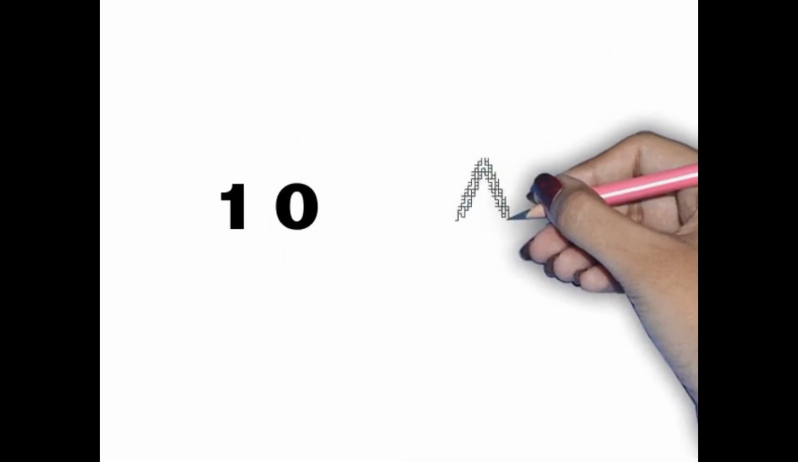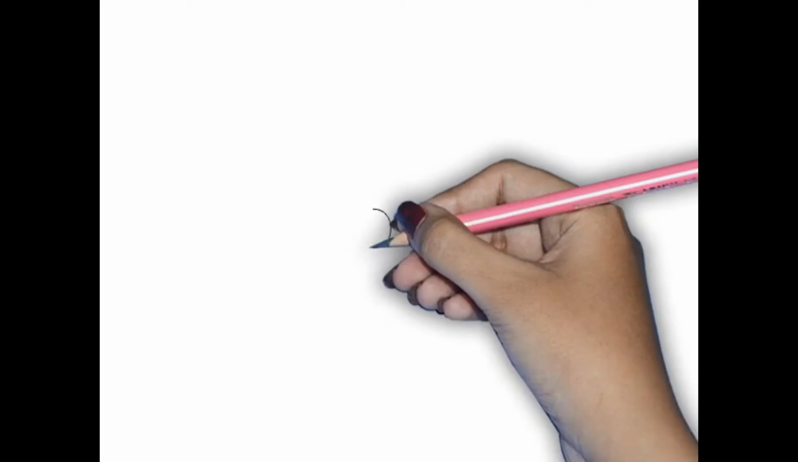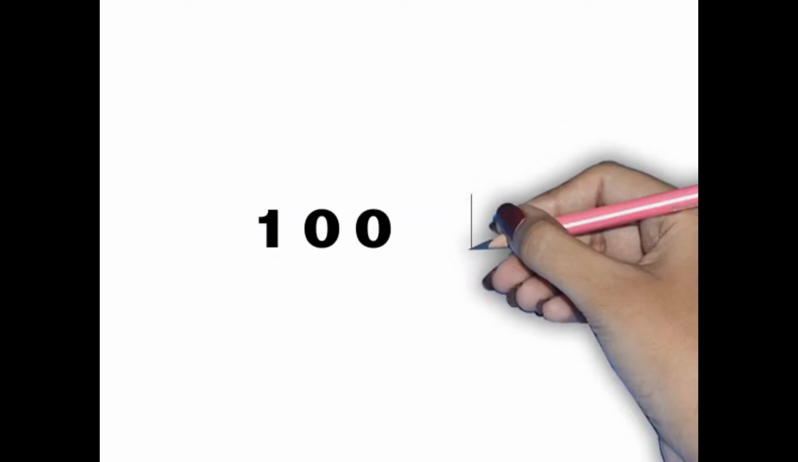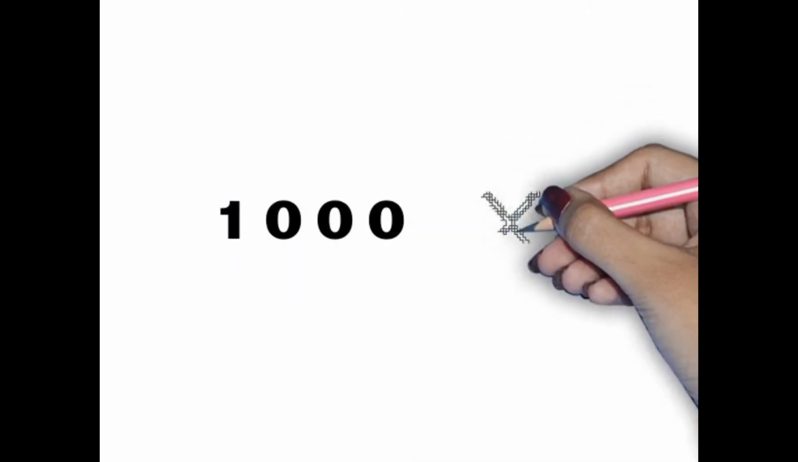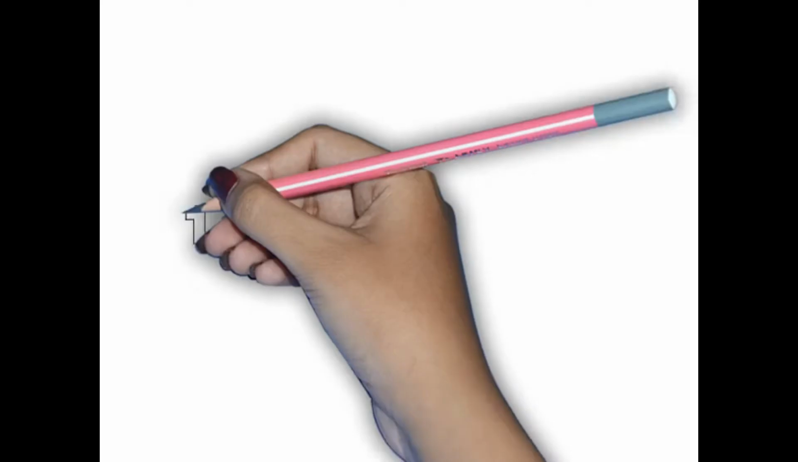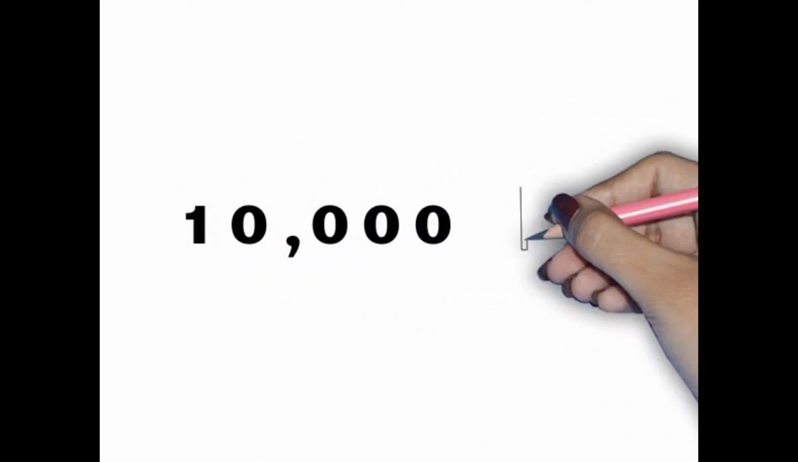10 was represented by a delta. 100 was represented by eta. 1000 was represented by chi. And 10,000 is called a myriad.